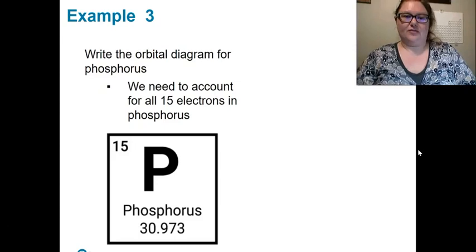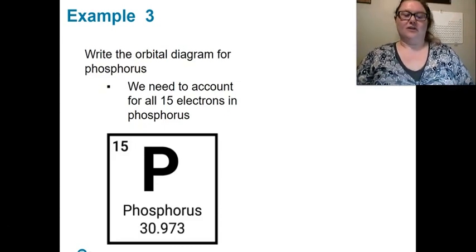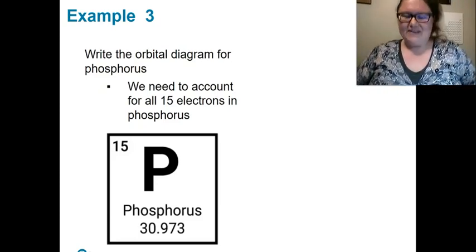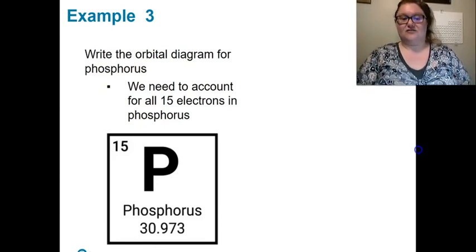So let's go down to example 3 now in your notes. We're going to do an orbital diagram for phosphorus. I'm really kicking it up, right? We went from hydrogen to phosphorus. Let's go. And so we need to account for all 15 electrons.